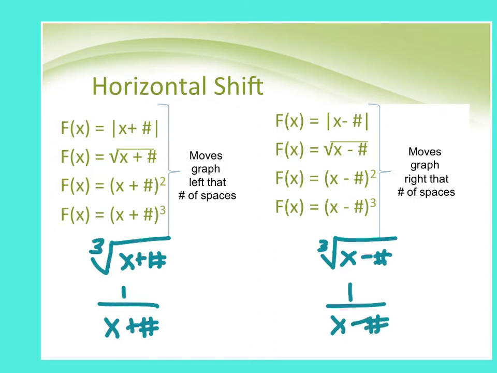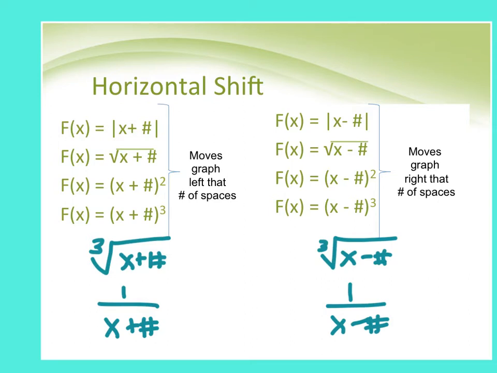So what's weird about the horizontal shift is that if you think plus and you think left and right, you would think right, and if you think minus, you would think left, but that's the opposite of the case, right? If there's a plus inside the bars or underneath the root, then you're actually moving in the other direction. You're going left. And if there's a minus, you're going right.